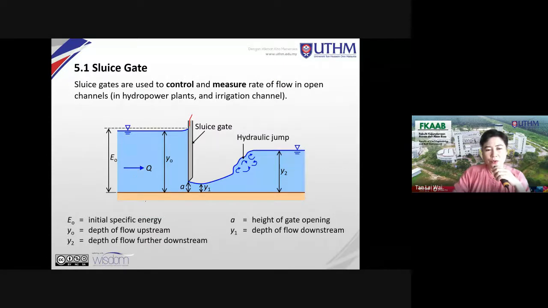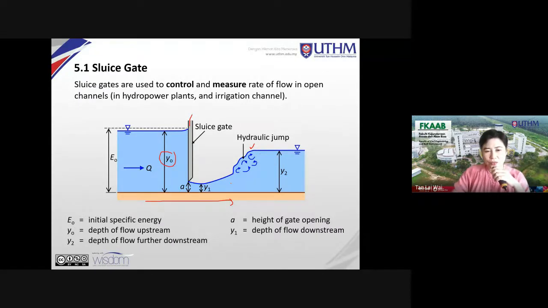The direction of flow is from left to right. Behind the sluice gate, you have water with the height of y naught. This is the depth of water behind the sluice gate. And then you could have hydraulic jump. Sometimes there's no hydraulic jump if this is submerged. That means this depth actually submerges all this. So you don't have hydraulic jump.